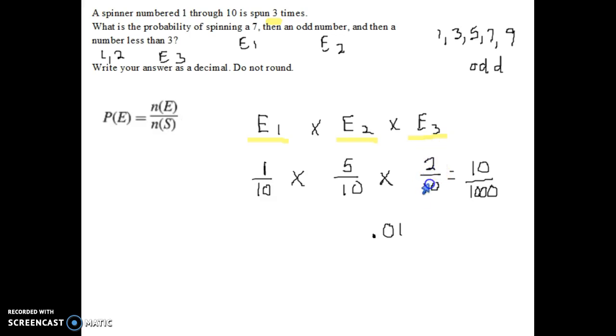It didn't say equal to. So we're simply going to multiply these together. Multiply your numerators: 1 times 5 times 2 is 10. 10 times 10 times 10 is 1,000. When we divide that, it says give it as a decimal, do not round. So that is going to be 0.01.